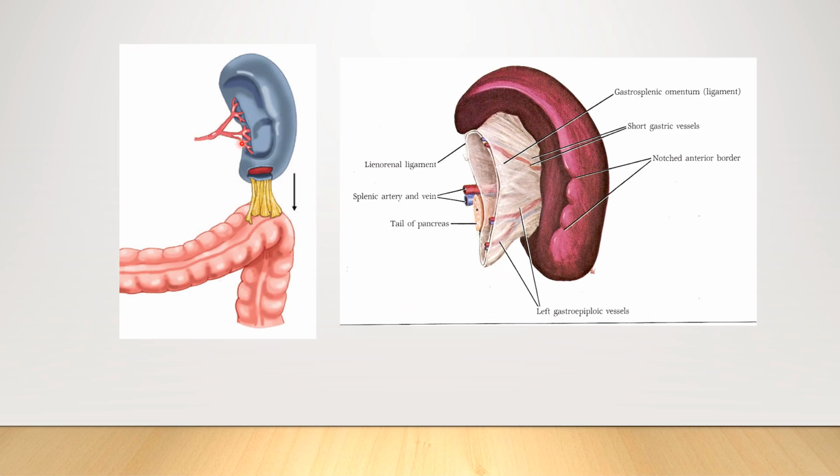You see this is the spleen and this is the Splenocolic Ligament that connects the spleen with the left colic flexure, and this is known as the Splenocolic Ligament.